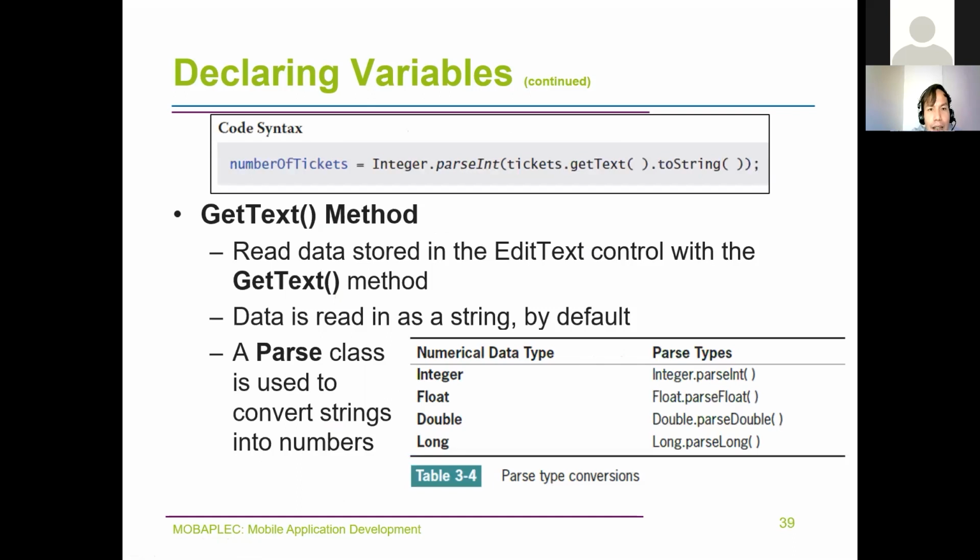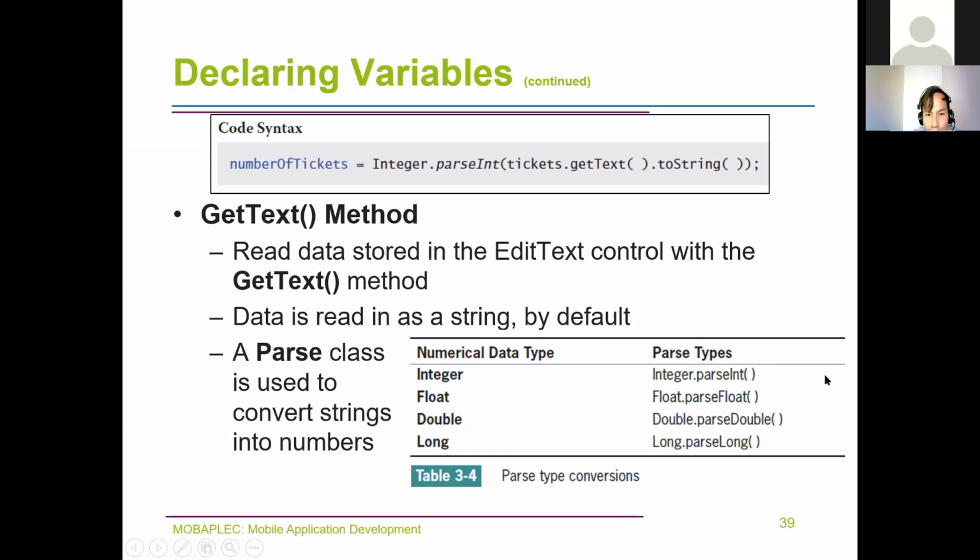Now moving forward, the code syntax. We have number of tickets equal to Integer.parseInt. Since that is a number, parseInt means we are going to parse the integer based on the get value of the tickets. That's the syntax: the number that could be parsed from a text within the string. This is the method that you can use. You use the getText method to read data stored in the edit control. So data is stored as a string and parsed.